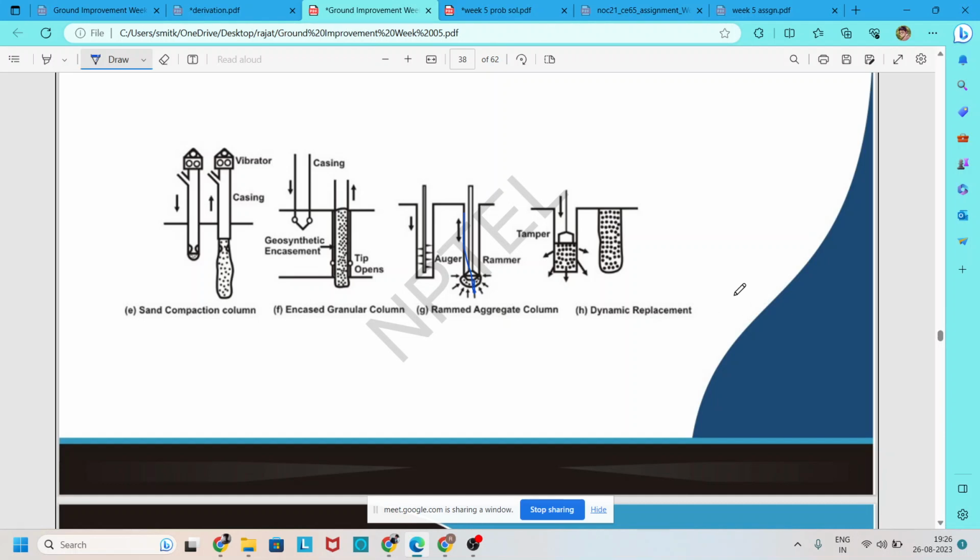And the last one is dynamic replacement. Dynamic replacement is quite similar to deep dynamic compaction. Here the same tamper is used and one crane is used. After the heavy tamper falls from the crane, a subsidence or ground crater is created. After that, we fill the crater with some good material, and like that a continuous process of tamping and creating is repeated, and one column is created.